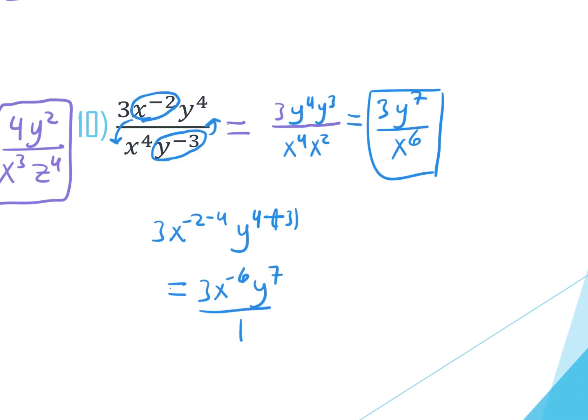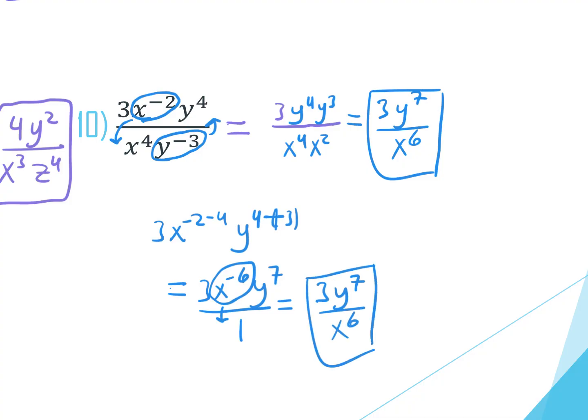I have a negative exponent, so I'm going to draw that over 1 and move that -6 to the bottom. So then I end up with 3y to the 7th over x to the 6th, right? Same exact answer, I just did it a different way. You're going to do the way that you feel most comfortable with. It doesn't matter which way you do as long as you don't break any rules of math.